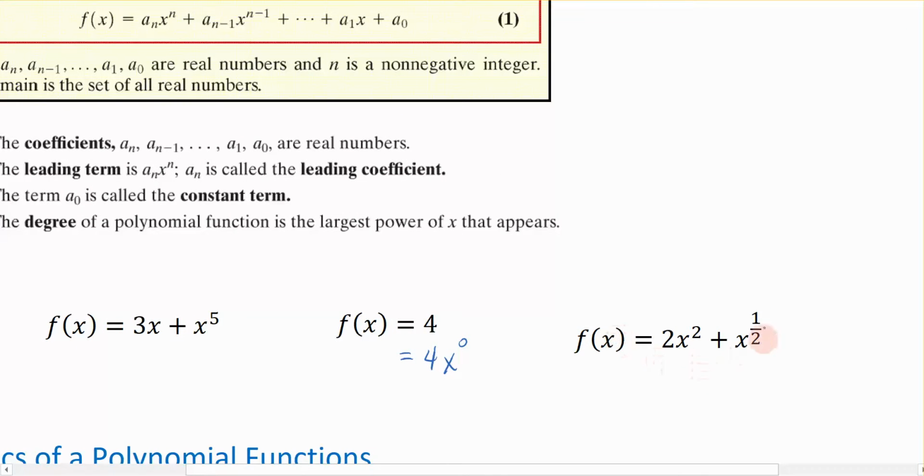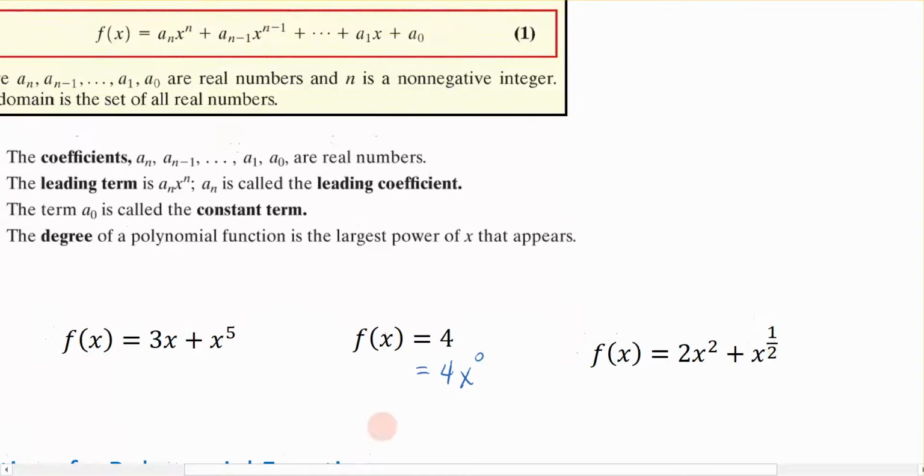Let's look at this one right here. This says f of x is equal to 2x squared plus x to the 1/2. Is this a polynomial? No, this is not a polynomial. It's not a polynomial because of this exponent here on my variable x. This exponent is a fraction, and we have to have non-negative integer values. Remember, whole numbers. So that's why this is not a polynomial.